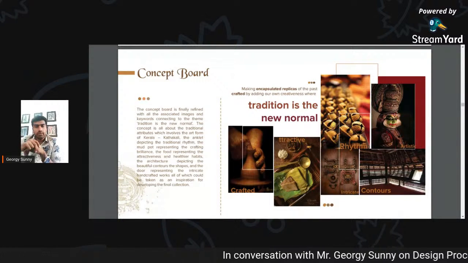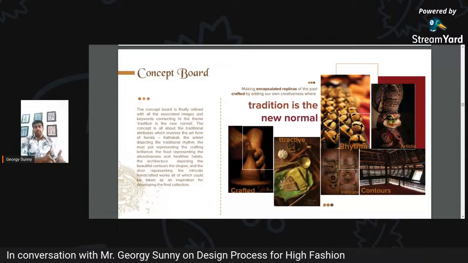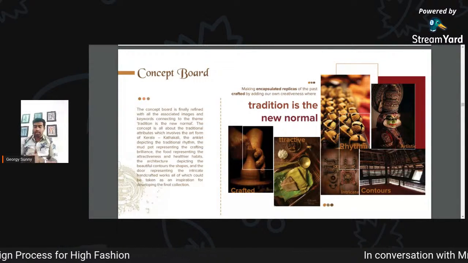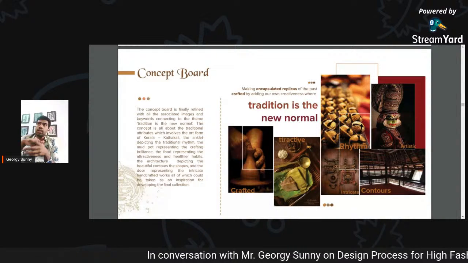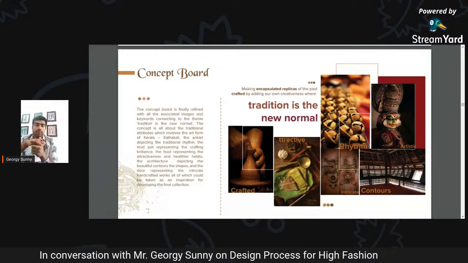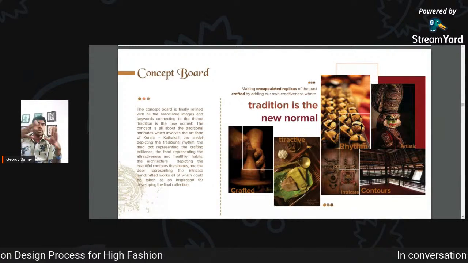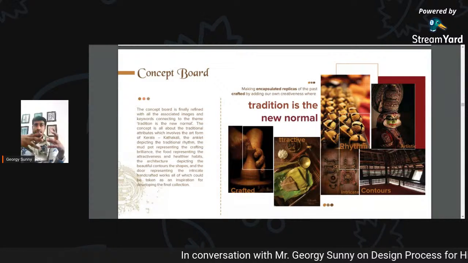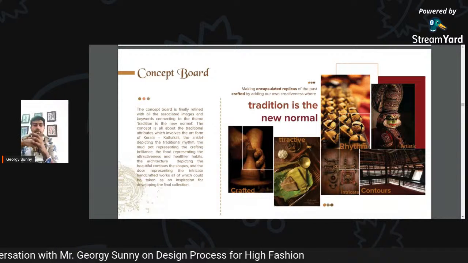Okay, so now she's very clear about her concept, her market segment, and her client. Now she's going back to her forecast concepts. A concept is like a story, like you are telling that this is going to happen. So how are you going to convert your concept into an inspiration, basically?